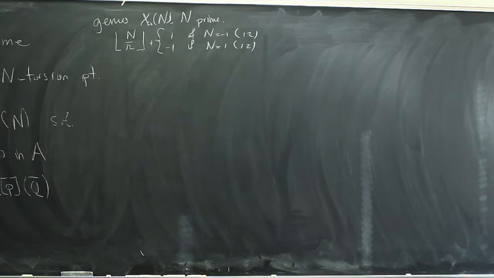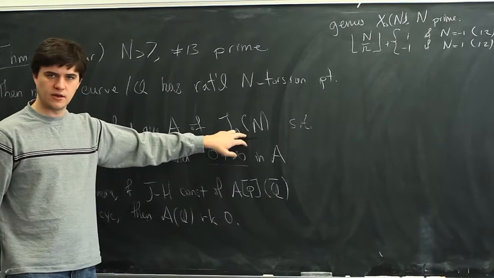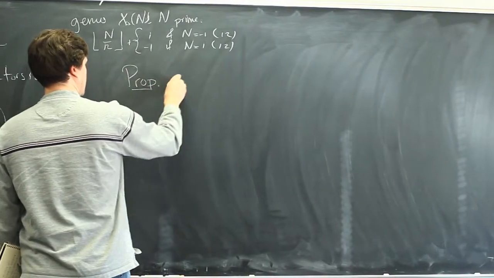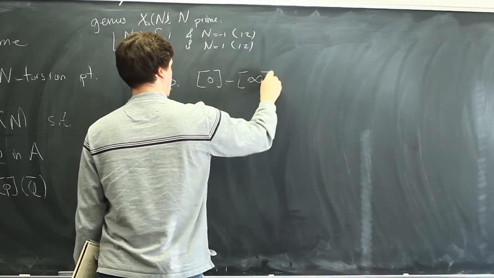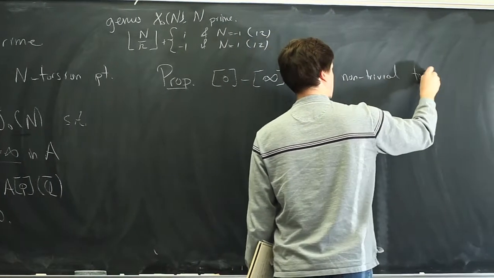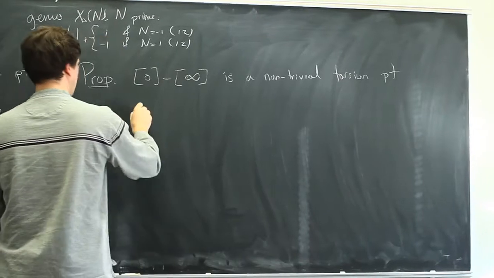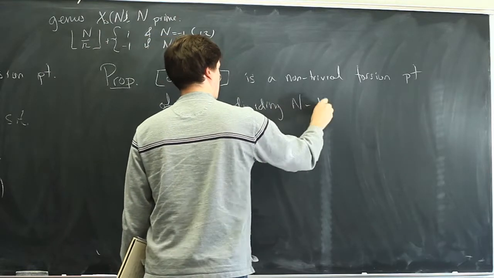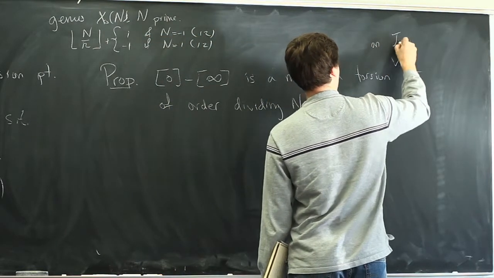Okay, so, I want to first start thinking about the cusps, this condition that these two cusps are distinct in A. And for that, I just want to begin by analyzing the cusps in J0(n). That's the difference of the two cusps is a point here, and what can we say about it? Okay, so the first statement is that this difference is a non-trivial torsion point of order dividing n minus 1. Non-trivial torsion point on J0(n).